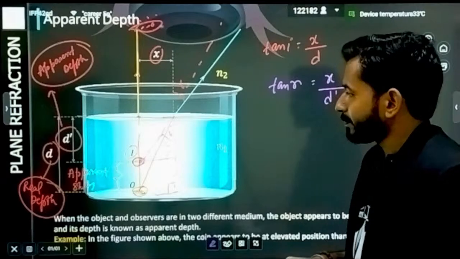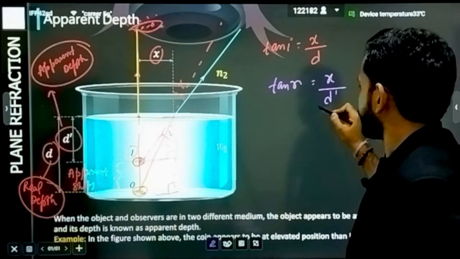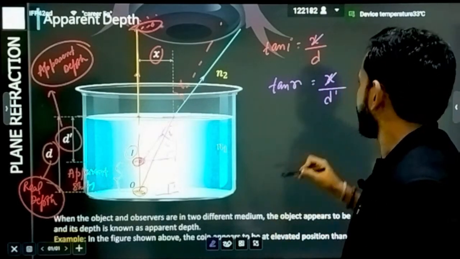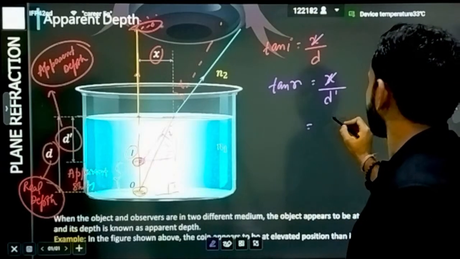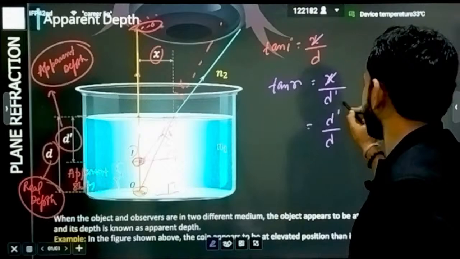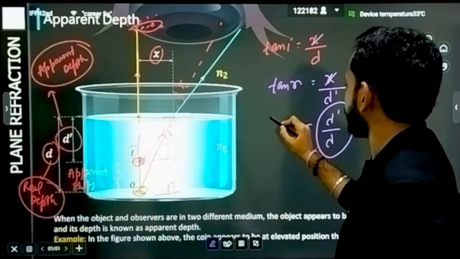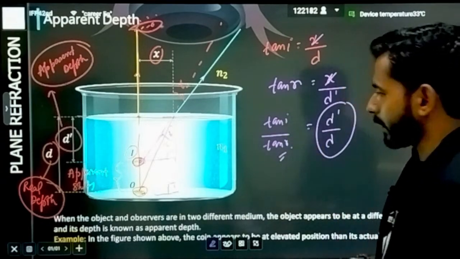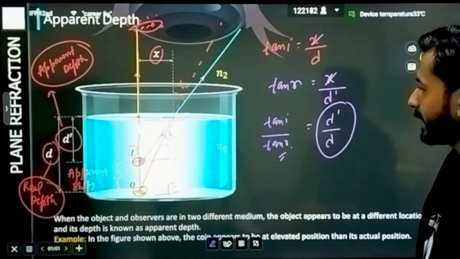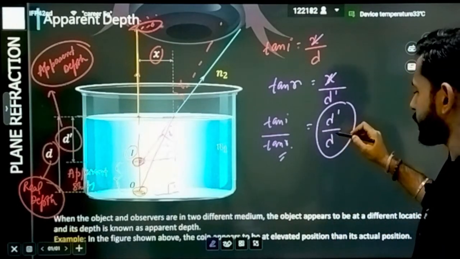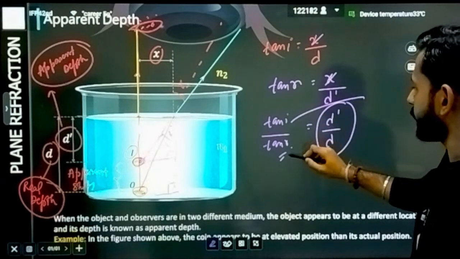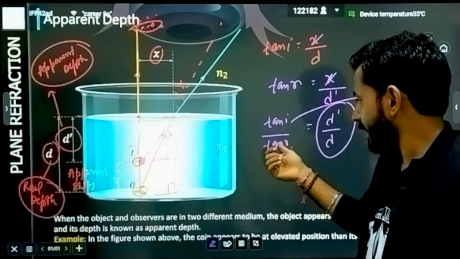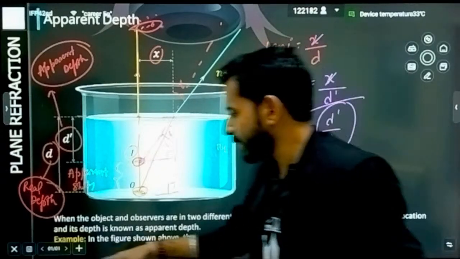Now what you will be doing? Take the ratio. The x and x will simply cancel out. So what we will have is d dash divided by d, and here tan of i divided by tan of r. Further, when you solve it, convert it into sine of i divided by sine of r, with cos cancelling, so again sine of i divided by sine of r. What is the result that you will have?